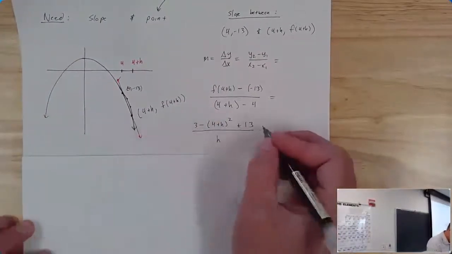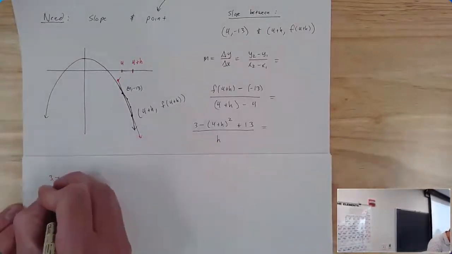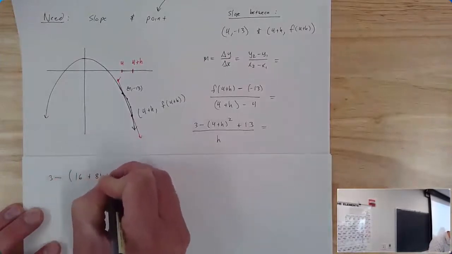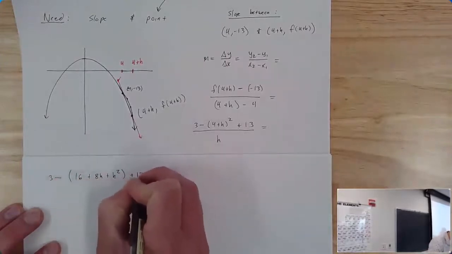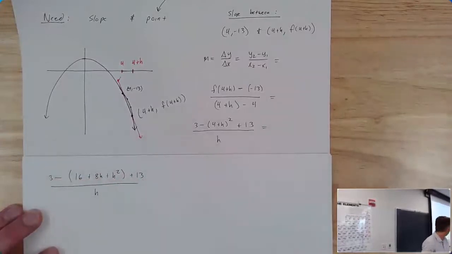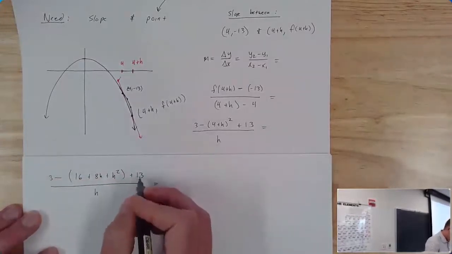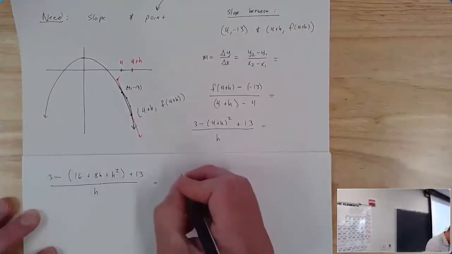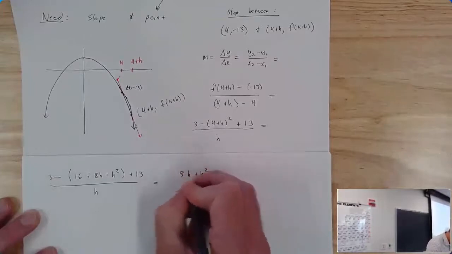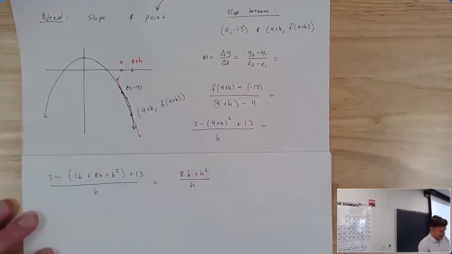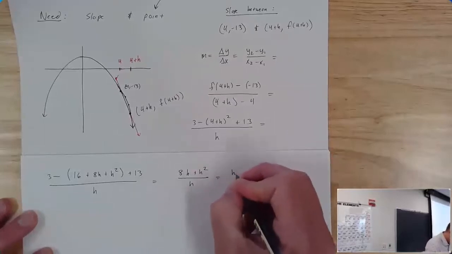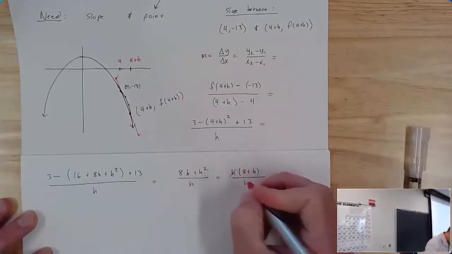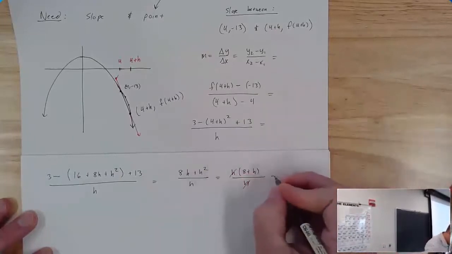Sure. So simplifying this, we get 3 minus, let's see, 4 plus h squared is 16 plus 8h plus h squared plus 13 all over h. Doing a little more simplifying, 13 plus 3 is 16, 16 minus 16, those cancel out. So I'm really just left with 8h plus h squared over h. And then if I cancel the h's, or really I guess I could factor out an h from the top and then cancel some h's. I'm left with 8 plus h.